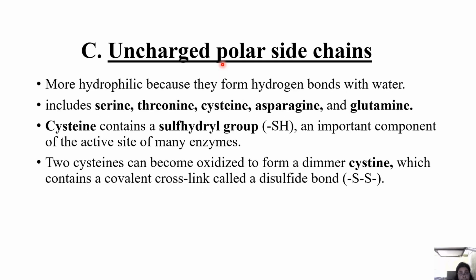Now, the uncharged polar side chains are more hydrophilic because they form hydrogen bonds with water. They include serine, threonine, cysteine, asparagine, and glutamine. Cysteine contains a sulfhydryl group, an important component of the active site of many enzymes. Two cysteines can become oxidized to form a dimer, cystine, which contains a covalent cross-link called a disulfide bond.